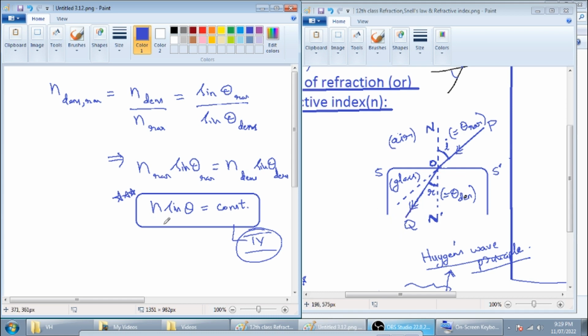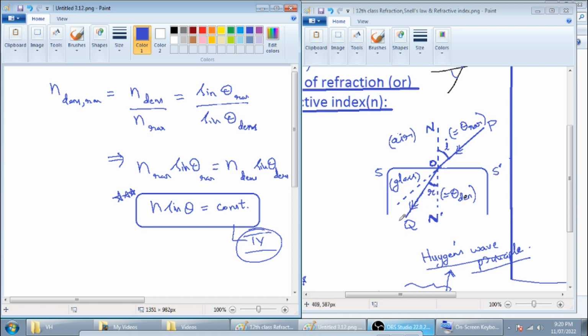Then the same equation can be applied for this pair also, the refraction between the second and third media. So what will be the equation? Already for the first pair we got n1 sin theta 1 is equal to n2 sin theta 2. For second to third, it is n2 sin theta 2. The same theta 2 can be adjusted here as it undergoes the second refraction from the second to the third medium also.